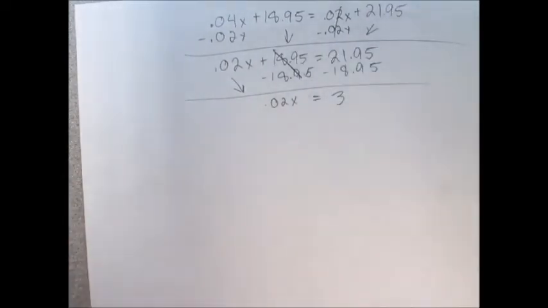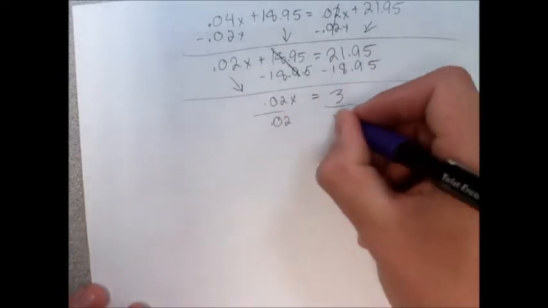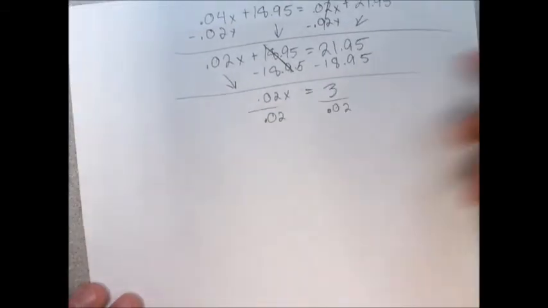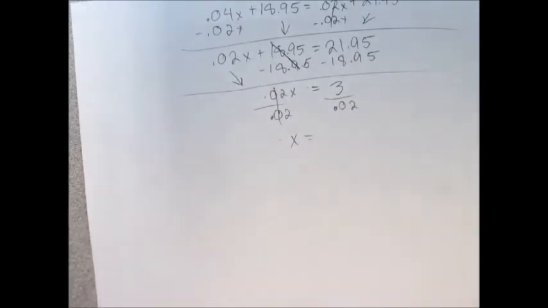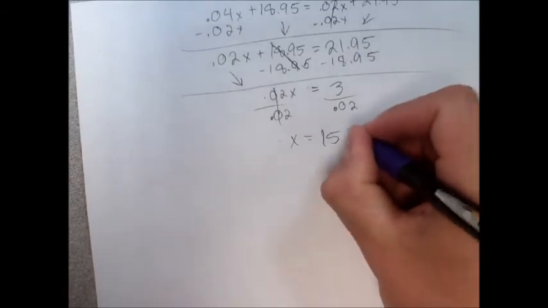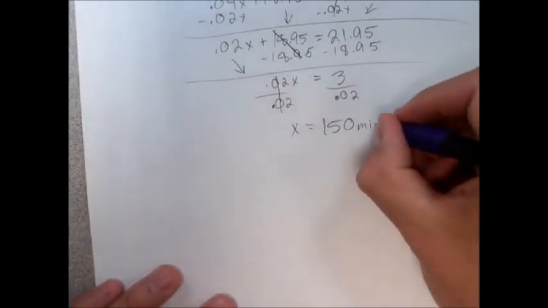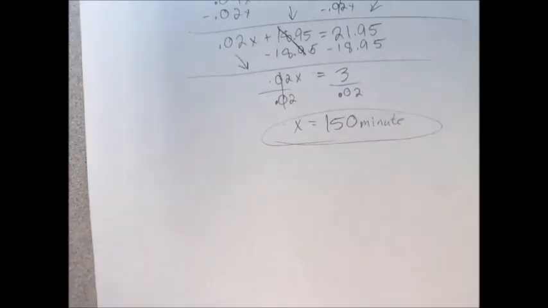What do I need to do now? Division property of equality. So I divide by 0.02. Don't lose your decimal place. Okay. So that goes away. I'm left with just x. 6 divided by 0.02 is what? 150. 150 what? Minutes, right? Because x was minutes. So when we hit 150 minutes of long distance calls, both of those plans will be the same.